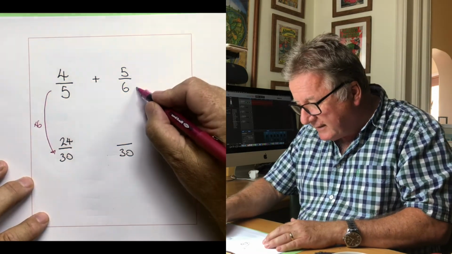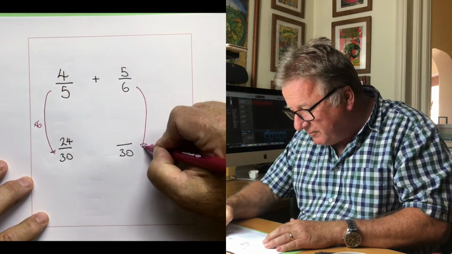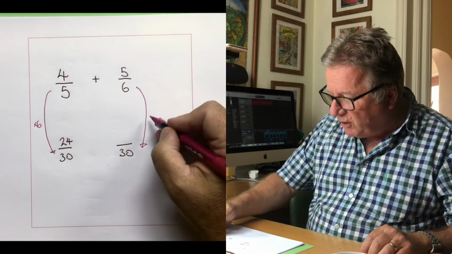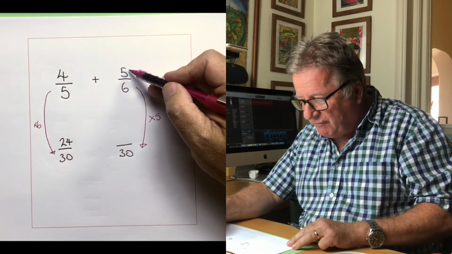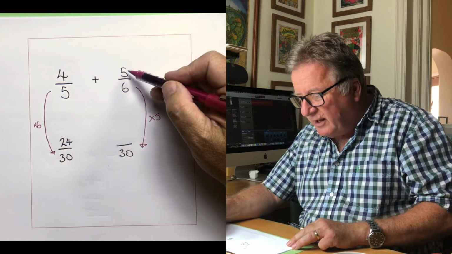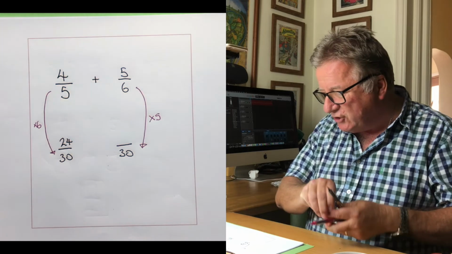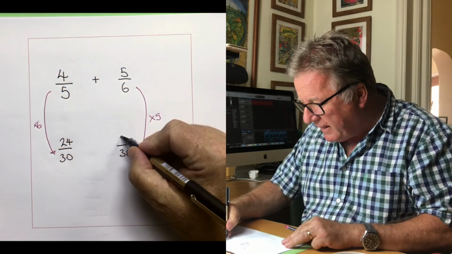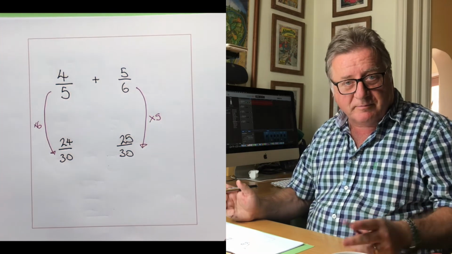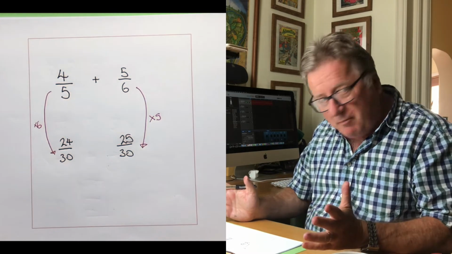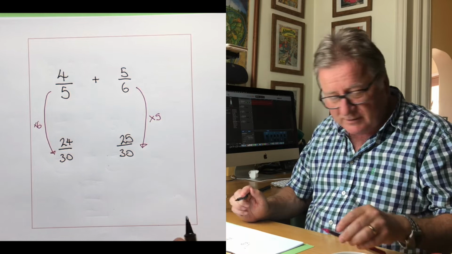And this 6, how am I changing that to 30? Well, I'm multiplying by 5. So I multiplied the top of that fraction by 5. So I've multiplied the 5 by 5 to get 25. And the 6 by 5 to give me 30. So I've made them both with the same size pieces.